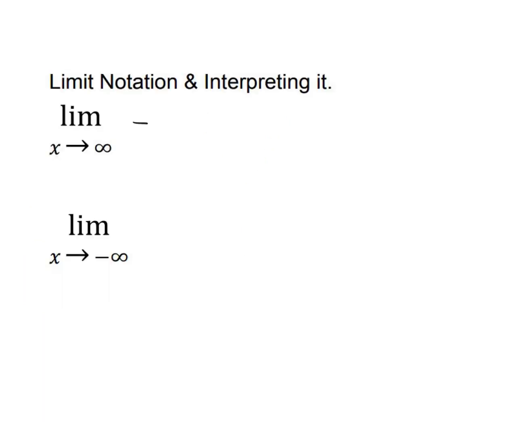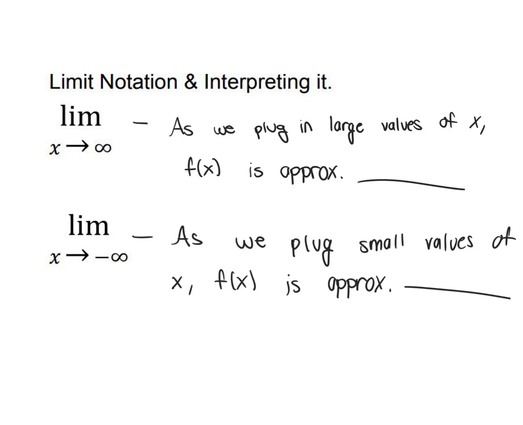And just a really quick note, the limit notation here means, as we plug in really large values of x, f of x is approximately some value, and that's the limit as x goes towards infinity. Then the limit as x goes towards negative infinity, as we plug in small values for x, f of x is about some value. So that's the limit notation and how to interpret it, and also a general idea of how to think about it too.